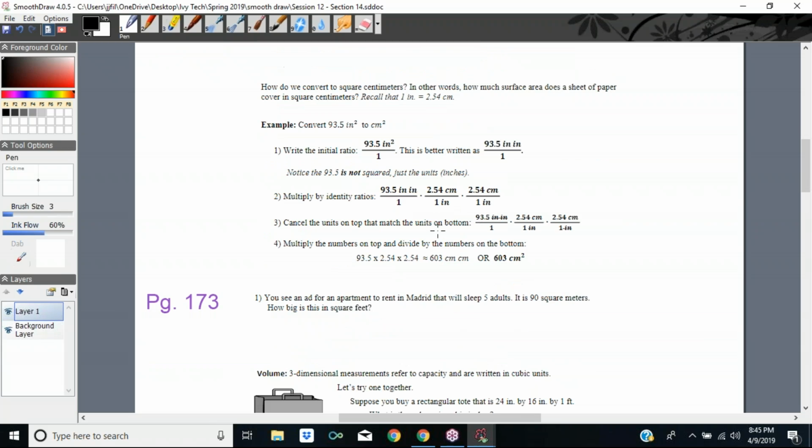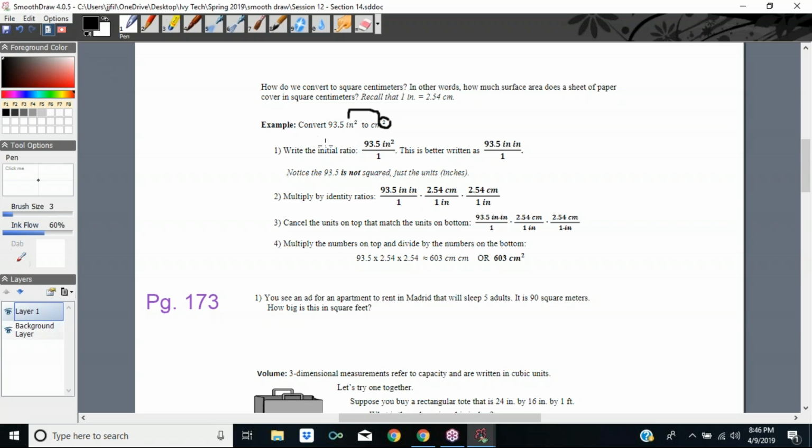So let's look at this example here. It says convert 93.5 inches squared into centimeters squared. So now we're going from the US customary into the metric. When we have these types of units, it really is telling us how many times we have to use the conversion factor. Generally speaking, I don't want to say always or never, but generally this tells us how many times we use the conversion factor.